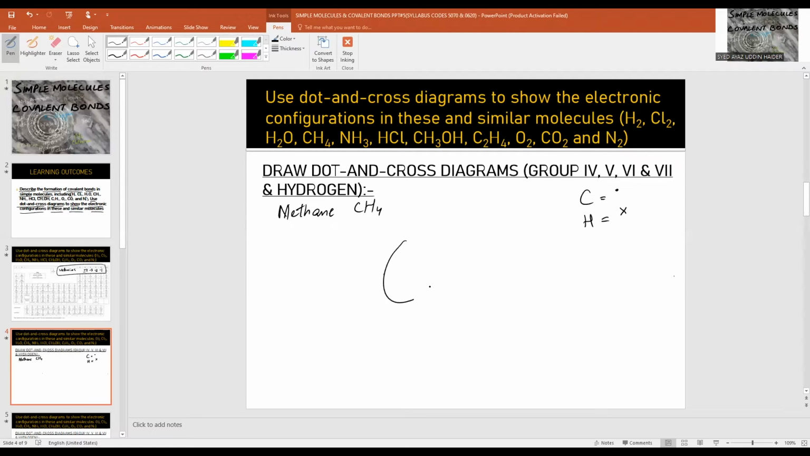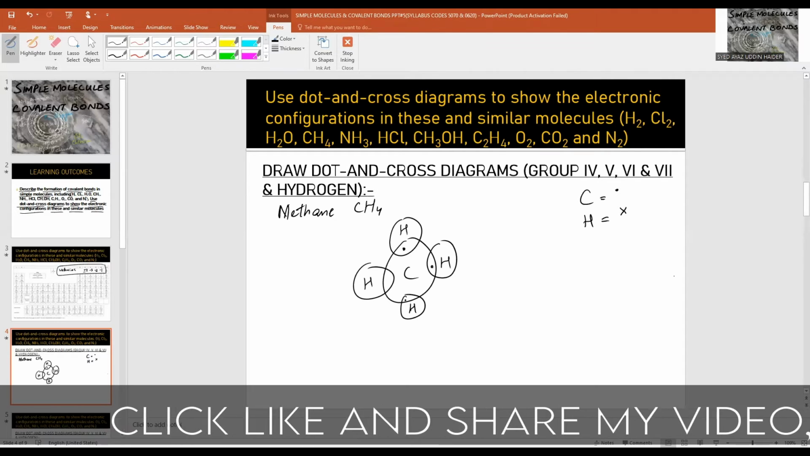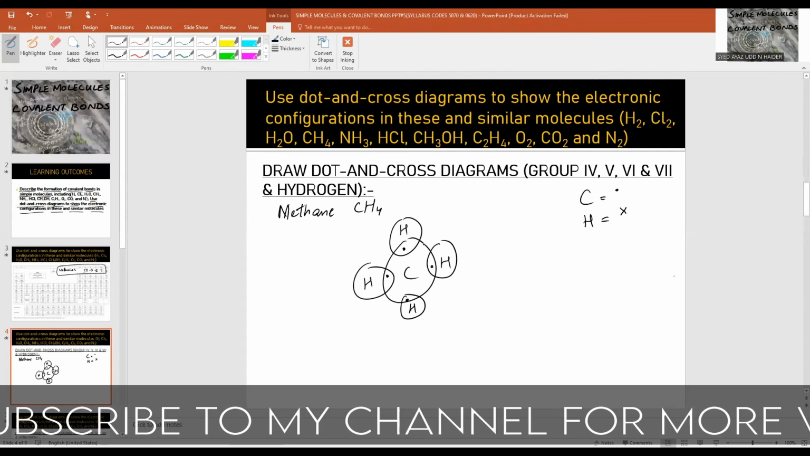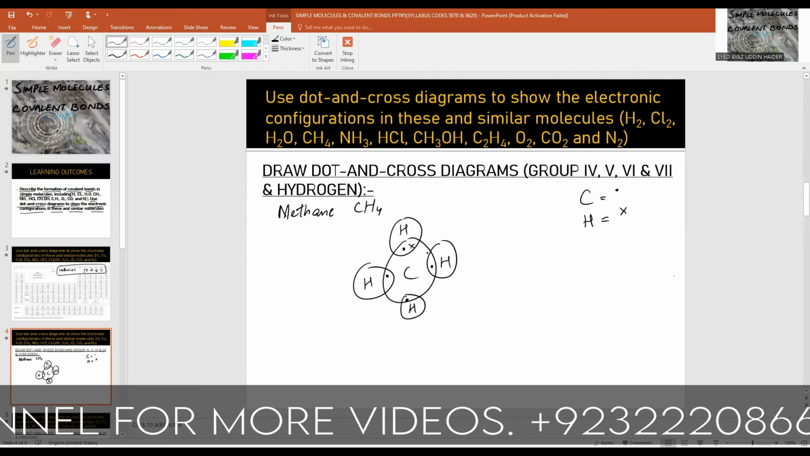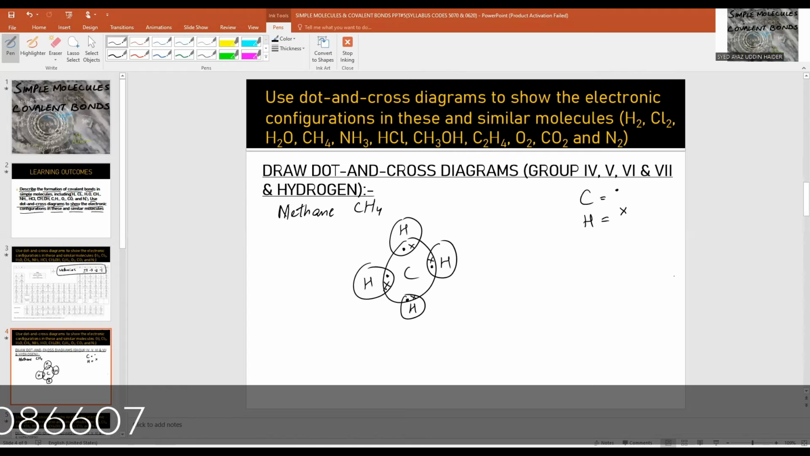So here we are having carbon in the center, and 1, 2, 3, 4. These 4 are hydrogen atoms. The final dot and cross diagram will be like this. Let's show the valence electrons for carbon atom: 1, 2, 3, 4. We know hydrogen has only 1 electron, so they all will share with carbon atom. 1 for this hydrogen, 1 for this hydrogen, 1 for this hydrogen, 1 for this hydrogen. So this is a final dot and cross diagram for methane.